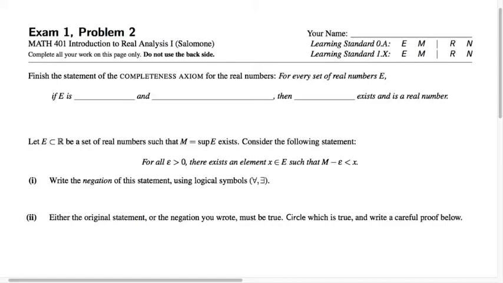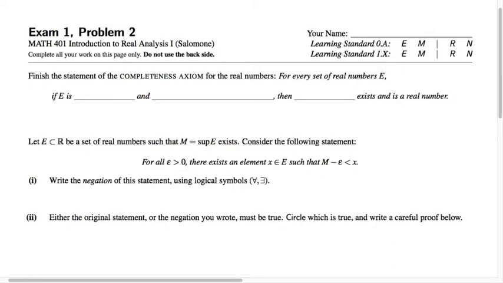Let's look back at the second problem on the exam that you took last week. This was one of those double dippy problems where I was checking your mastery of a specific learning standard. It was 1x, the standard that involved the order properties, the order axioms, and the upper and lower bounds, and suprema and infima, all that stuff that went into that learning standard. But I was also checking your mastery on 0a.